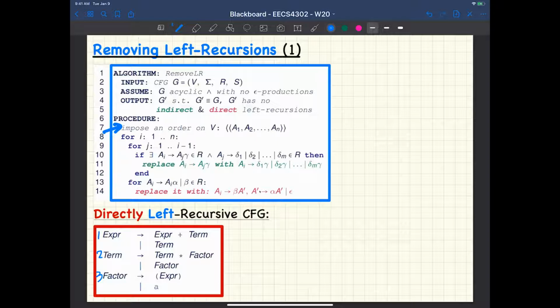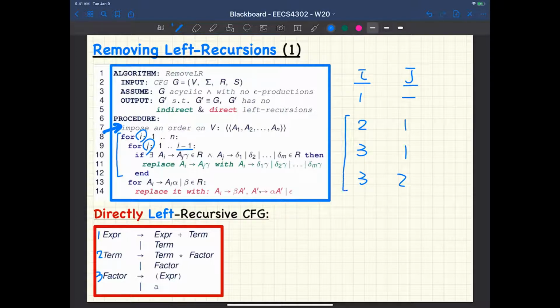The first stage is where we remove the indirect left recursion. How do we do that? We have i and j, and the pattern goes like this. When i is equal to 1, j goes only up to i minus 1, so that one is not applicable. Then we have (2, 1), and also (3, 1) and (3, 2). These are the iterations we're going to have to run.